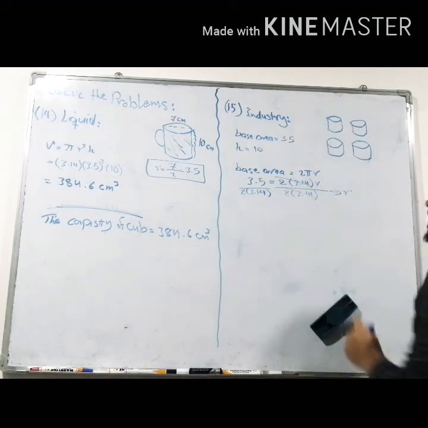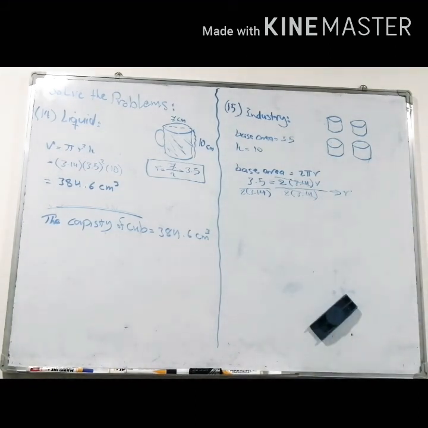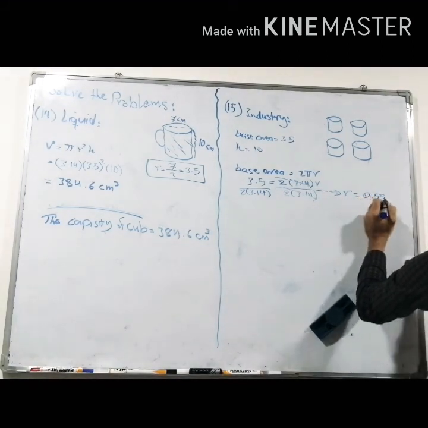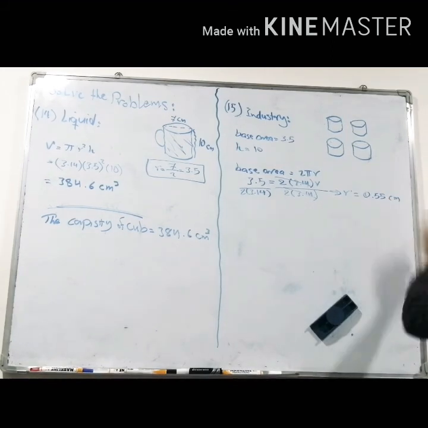Then r equals, by dividing and multiplying, 3.5 divided by 3.14, and we have r equal to 0.55. That is the radius.